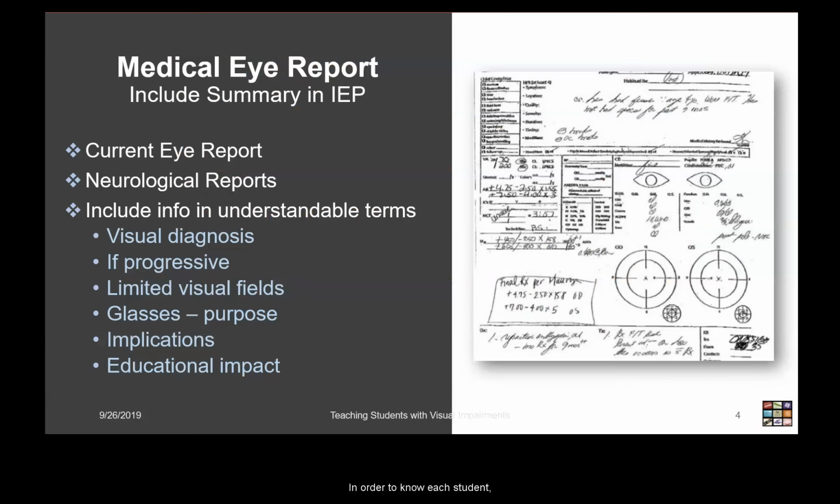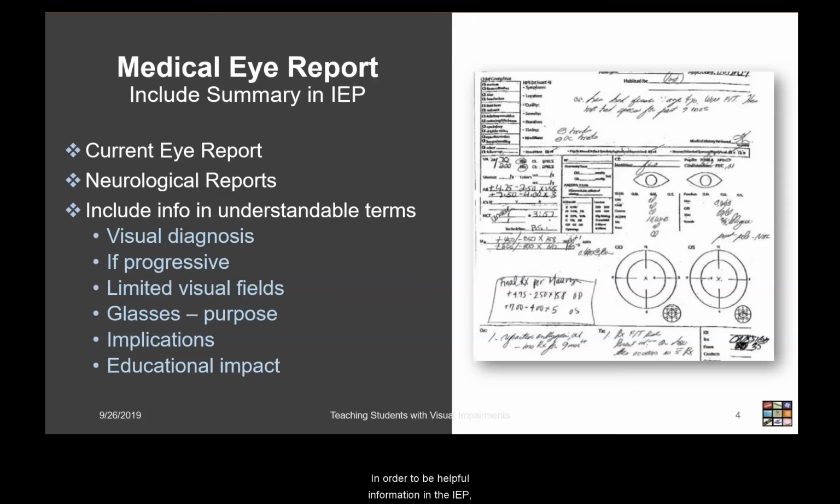In order to know each student, you need to know each student's unique visual needs. This begins by reviewing the current eye report or neurological report when CVI is suspected or diagnosed. I include a summary of the medical eye report in the present levels of performance section of the IEP, including the date of the most recent eye report on file. Having a current eye report is critical to understanding the student's vision and potential implications and impact it can have.